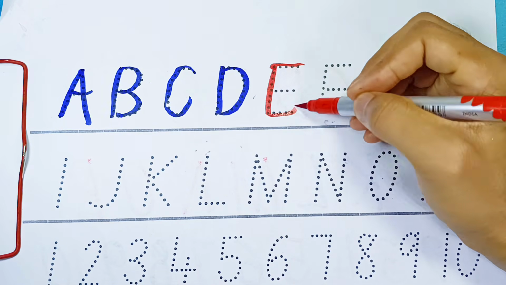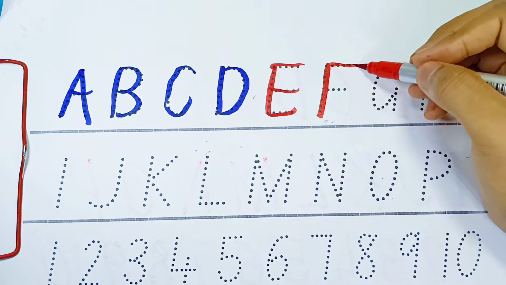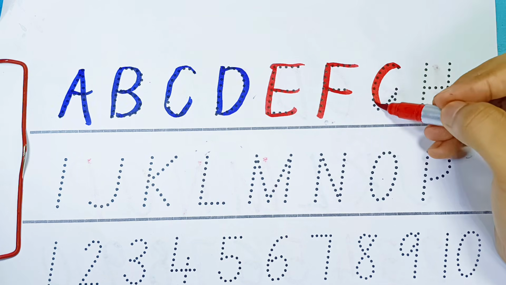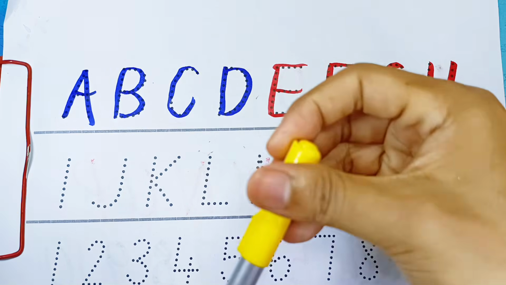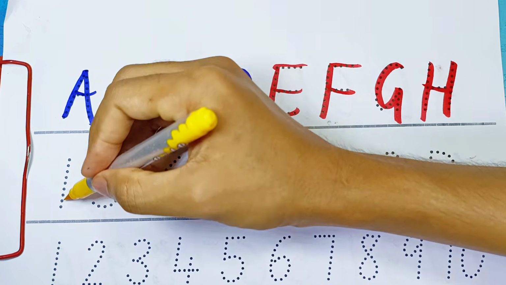Red color. Now we're using the color of red. The alphabet of E. E for egg. E for elephant. F. F for fish. G. G for goat. And the next one is H. H for hand. Yellow color. Now we're using the color of yellow.